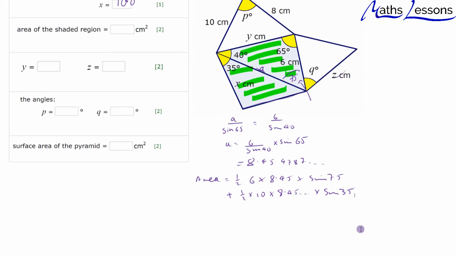And I get 48.77. And to one decimal place, that means I got 48.8 is my answer.